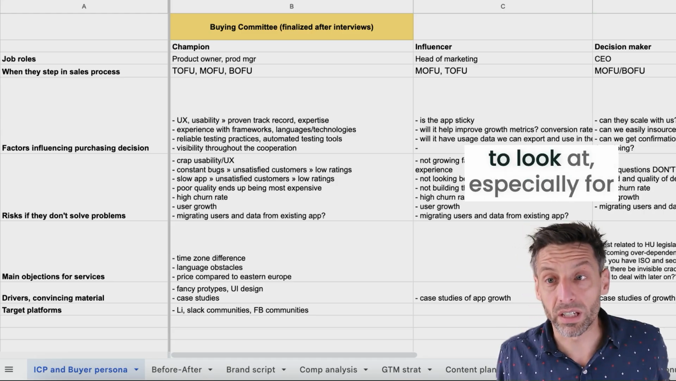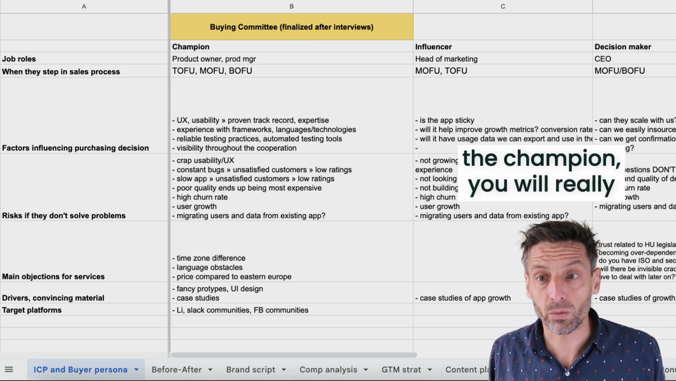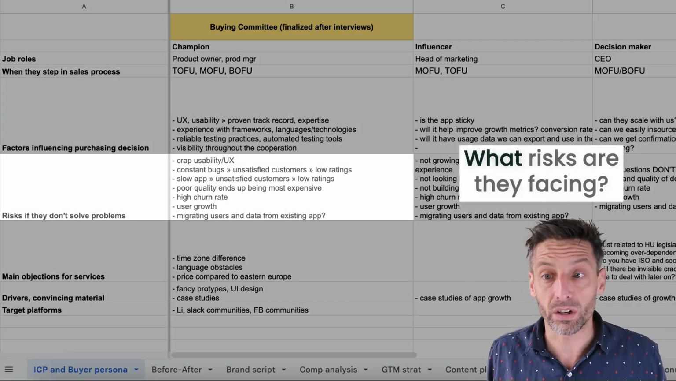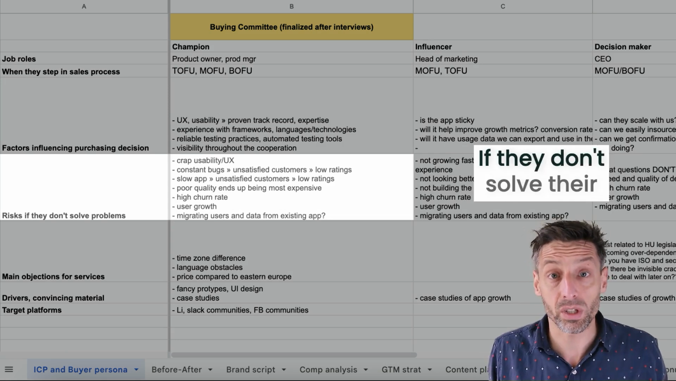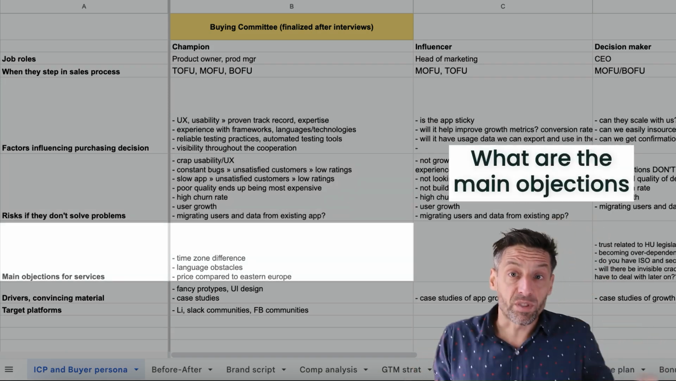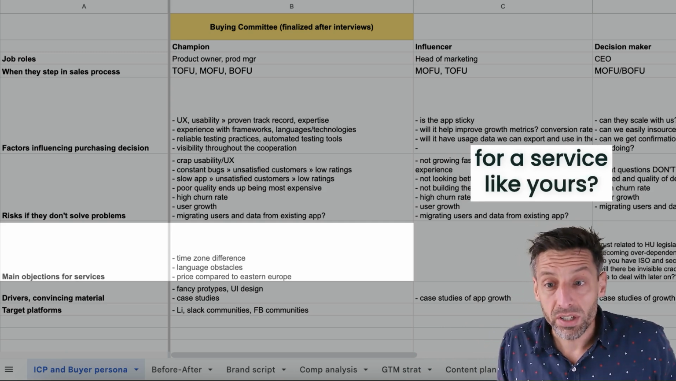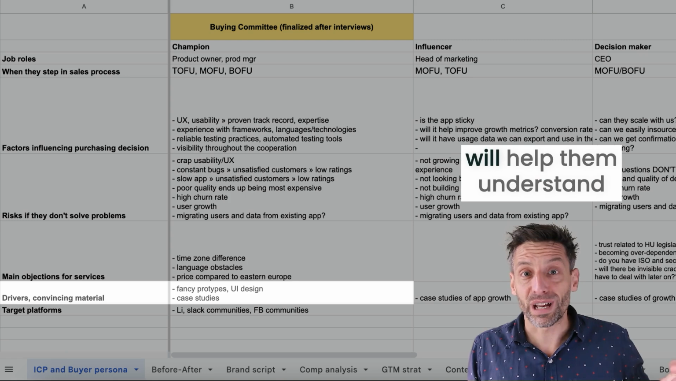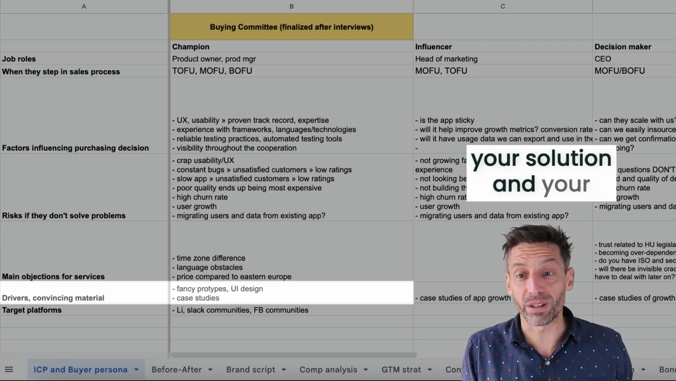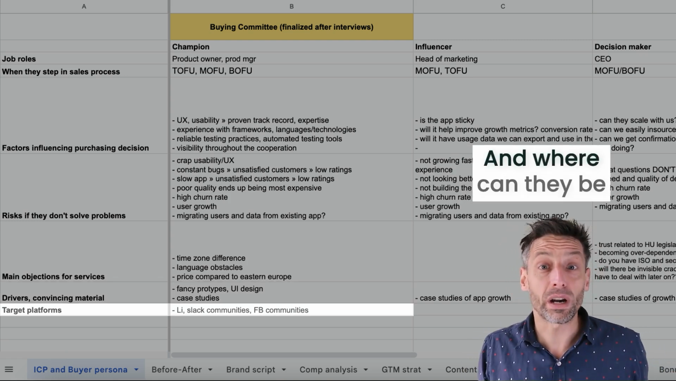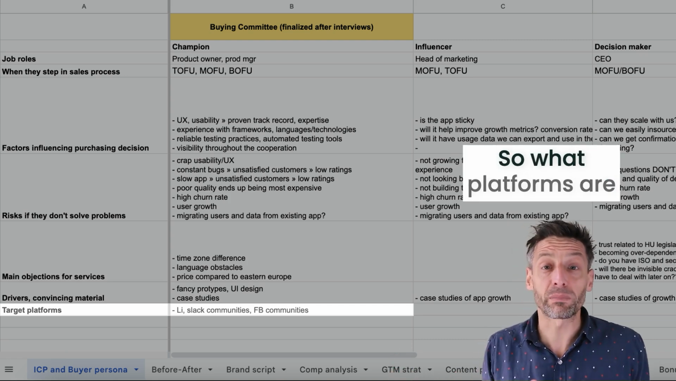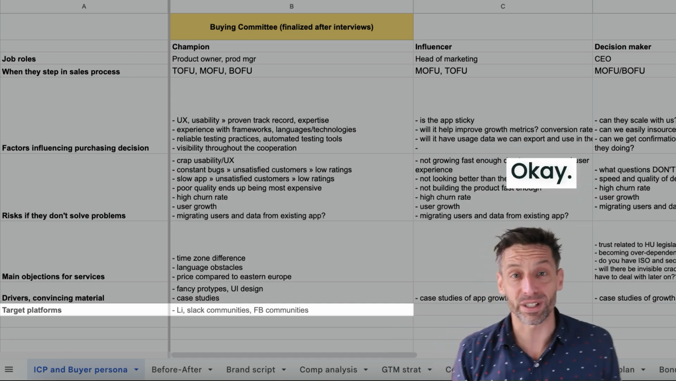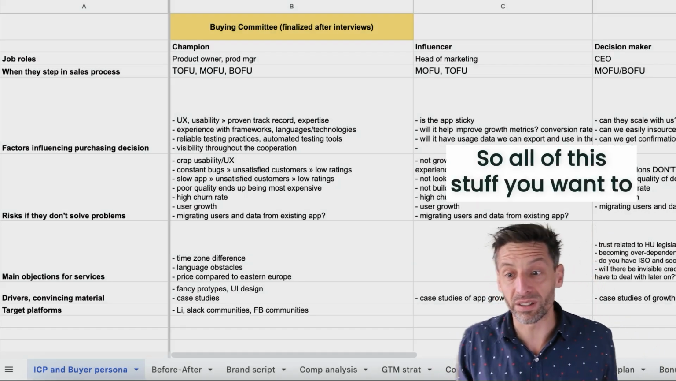And then you're going to want to look at, especially for the champion, what is influencing their purchasing decision, what risks they are facing if they don't solve their problems, what the main objections are for a service like yours, and what convincing material will help them understand your solution and your framing better, and where can they be reached? So what platforms are they visiting? What associations are they typically part of? Okay, so all of this stuff you want to nail down.